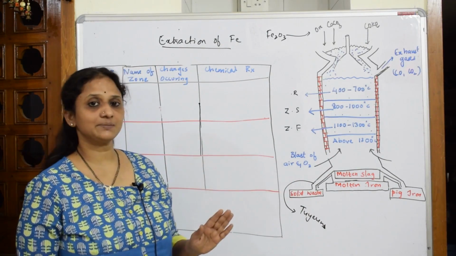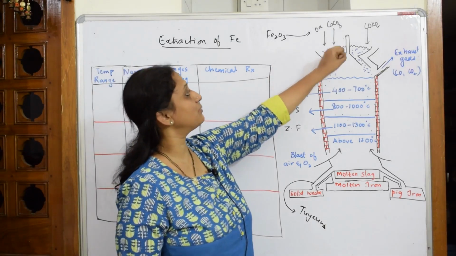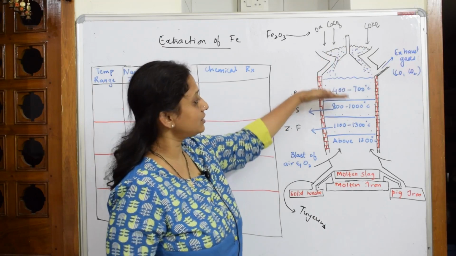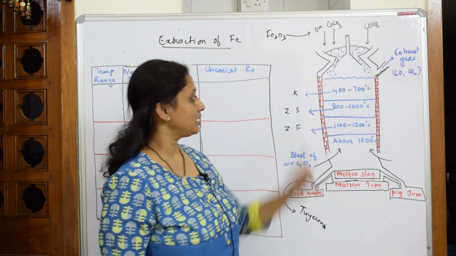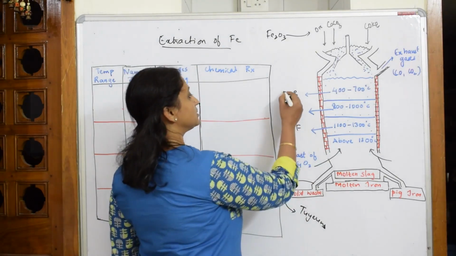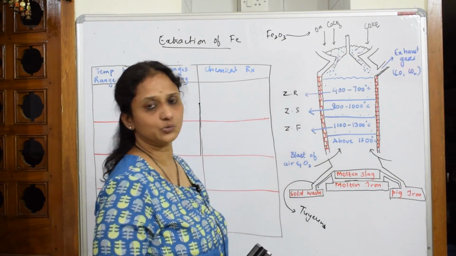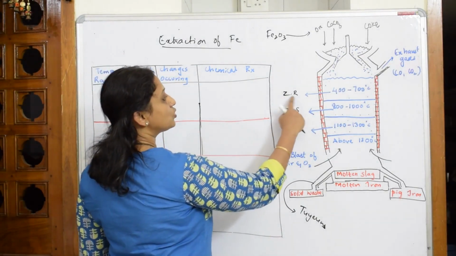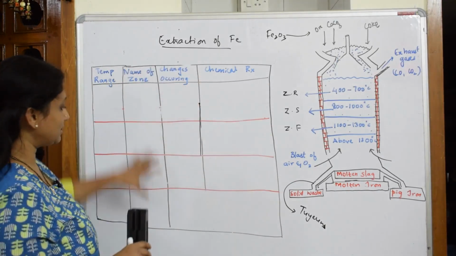Now, what actually is important: when I take this ore and introduce it with calcium carbonate and coke, different layers, different zones are formed in the blast furnace. I've divided it into four different zones. The first zone is called the zone of reduction. So for that, I made a table.